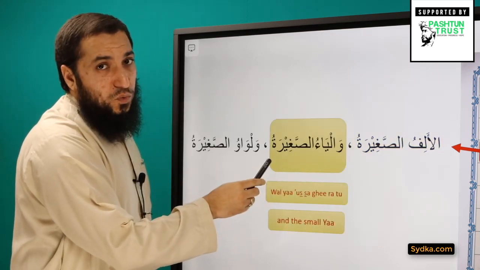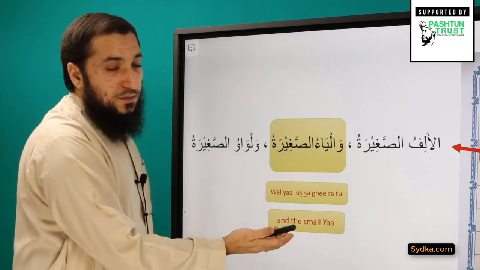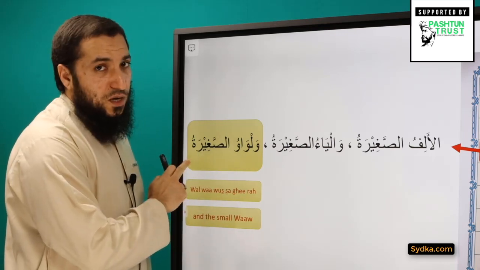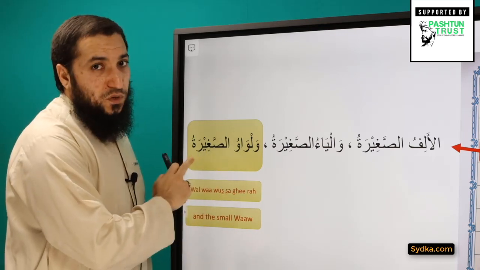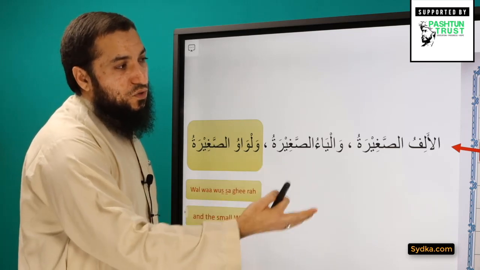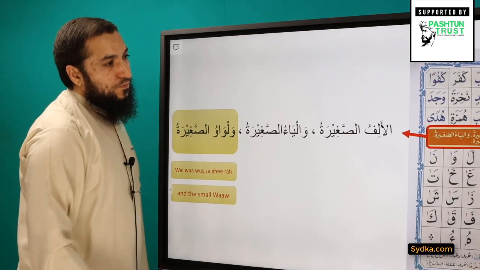Wal-Ya'u Al-Saghiratu, which means the small ya. And Wal-Waw Al-Saghiratu, which means the small waw. So this lesson is about the use of small alif, small ya, and small waw.